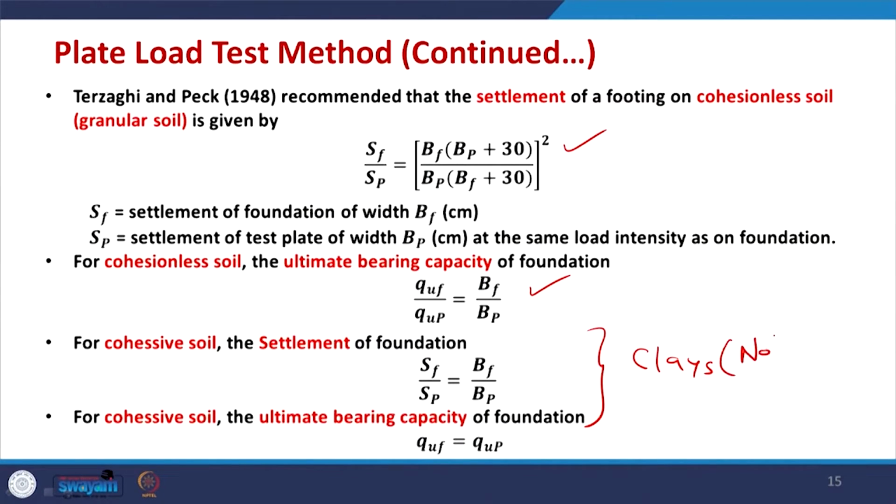It is not recommended because, as we discussed earlier, this plate load test is basically for granular soils, and it will be better for clays or cohesive soils to conduct the experiments in the lab rather than relying on the field tests. So, continue with this, and we have this plate load settlement curve.